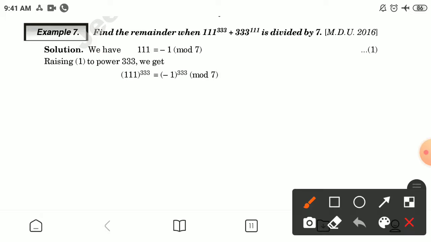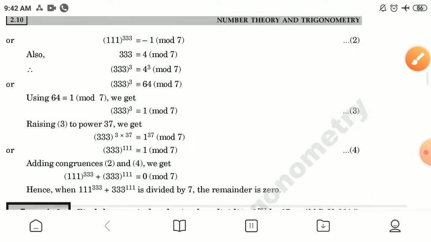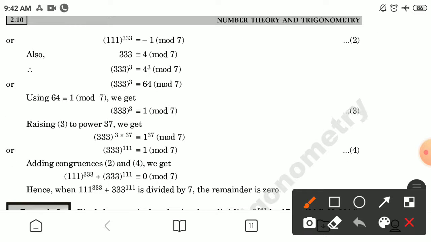Now find the remainder when 111 raised to power 333 plus 333 raised to power 111 is divided by 7. We have 111 is congruent to minus 1 mod 7, marking this as number 1. Raising to power 333, we get 111 raised to power 333 is congruent to minus 1 raised to power 333 mod 7, or 111 raised to power 333 is congruent to minus 1 mod 7, marking this as 2.